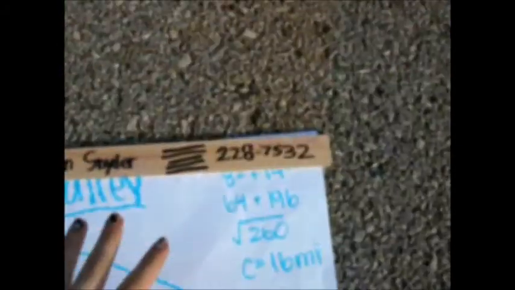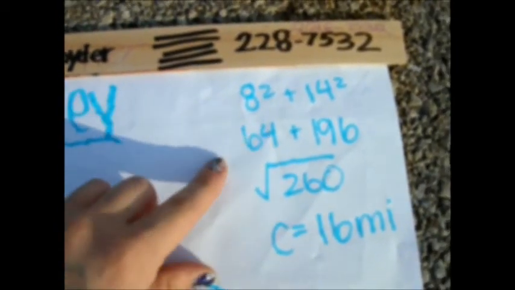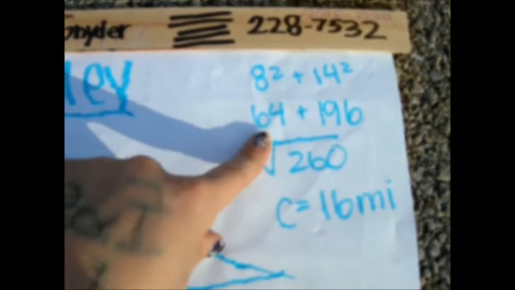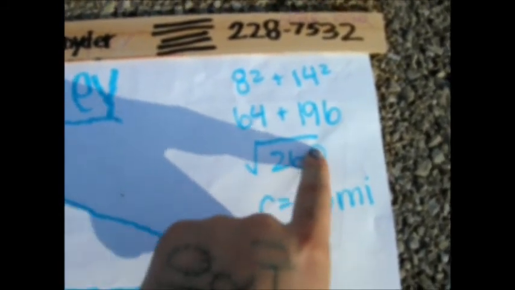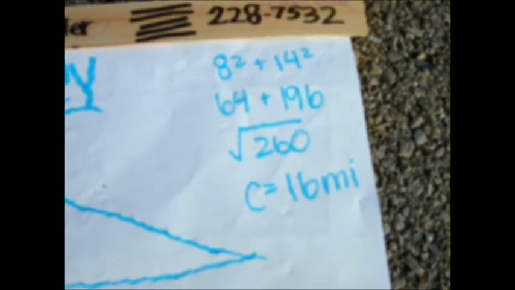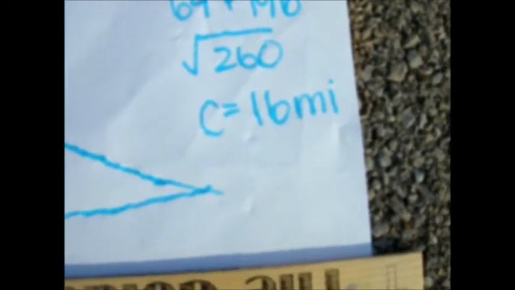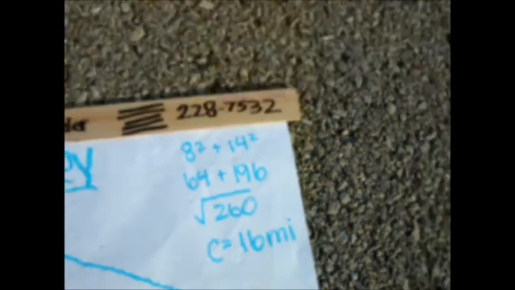So here is what we do. We take A squared plus 14 squared. A squared is 64 plus 14 squared, which is 196. Add those together and you get 260. You're going to want to find the square root of 260. So C will equal 16 miles. So from her house to Valley Sports, that is 16 miles.